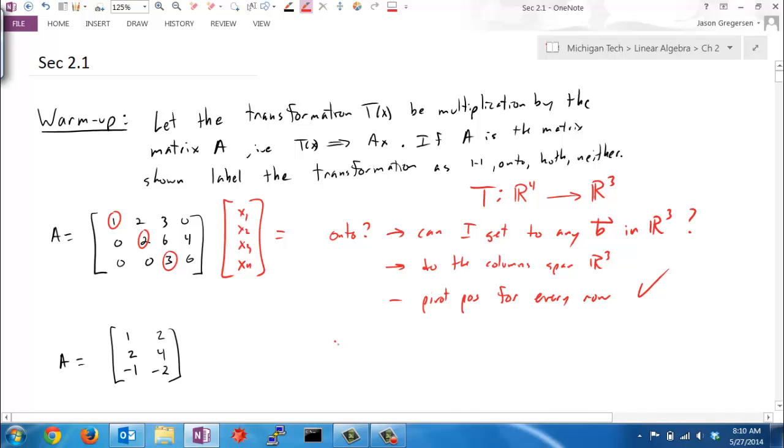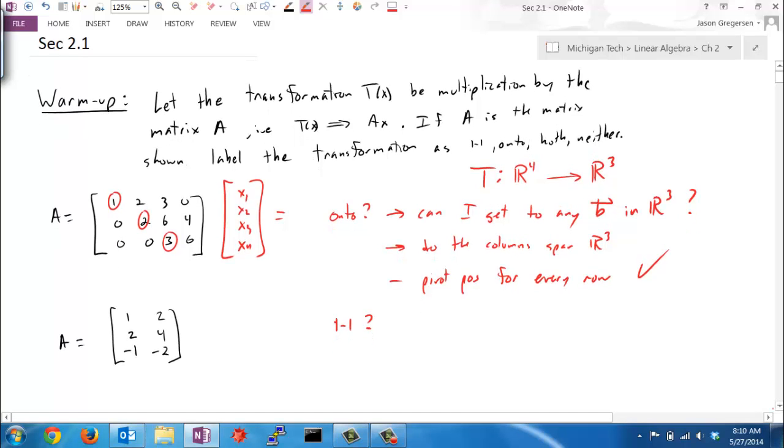Then we go to one-to-one. So is it one-to-one? That would be the next question here. So what is this saying? This says, is there at most one x such that Ax equals b? Is there a unique solution here? Are the columns linearly independent? That's another way to think about that one.